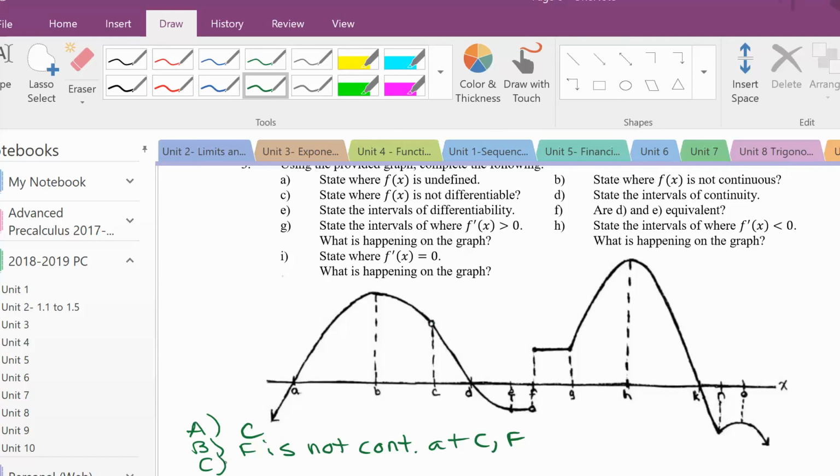Part C, where is it not differentiable? Well, it's not differentiable at C. It's also not differentiable at F because it's not continuous there. It's not differentiable at G because notice you have a sharp turn. You would have a vertical tangent line. And it's also not differentiable at N. You also have another sharp turn.